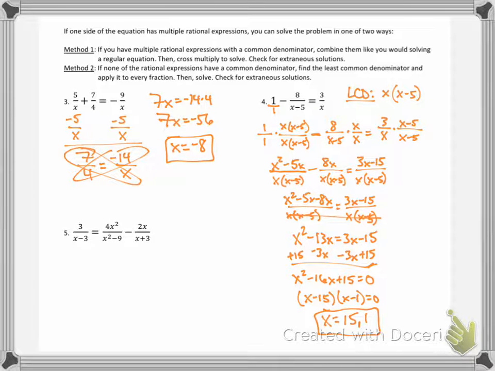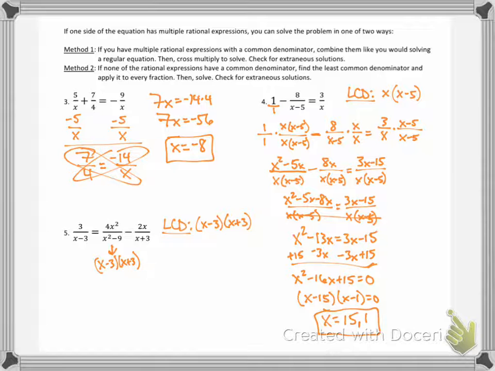where if I take a look at my denominators, I see an x minus 3, an x squared minus 9, and an x plus 3. x squared minus 9 is the same as x minus 3, x plus 3. So what we'll have to do here is, I see x plus 3s and x minus 3s scattered about. My LCD is going to be x minus 3, x plus 3.